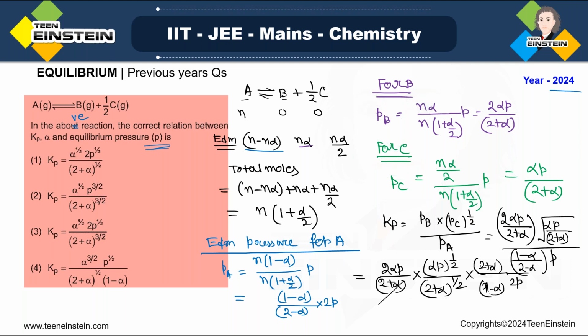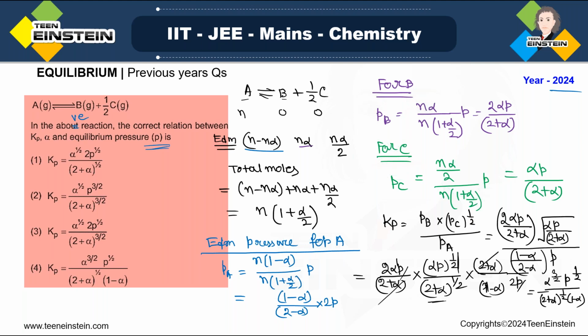here 2 alpha cancelled, then P and this P cancelled. So ultimately what is left: alpha will have power half and here we have power 1, so alpha will be to the power 3/2. P will be to the power half only, nothing else is there. And in the denominator there is this expression, that is 2 plus alpha to the power half and 1 minus alpha.